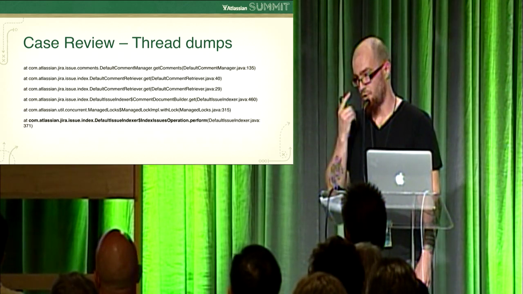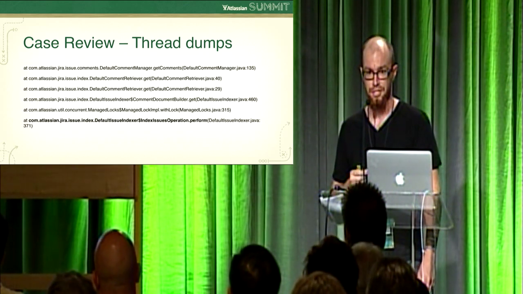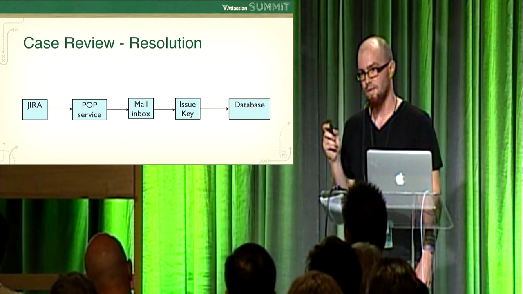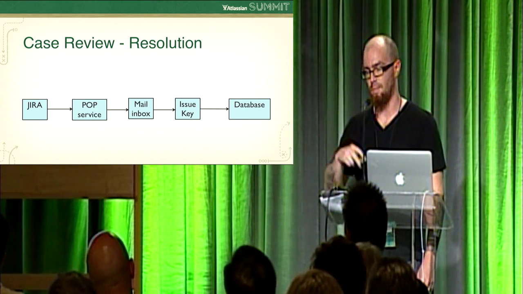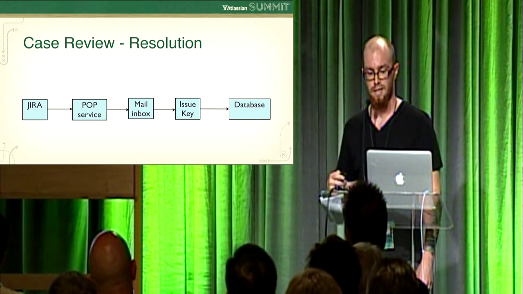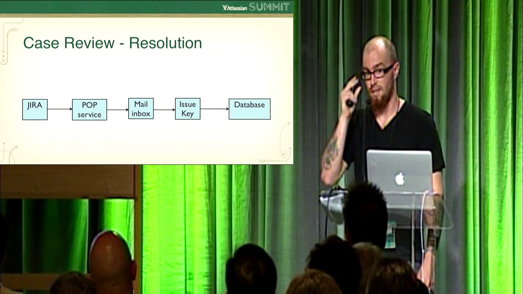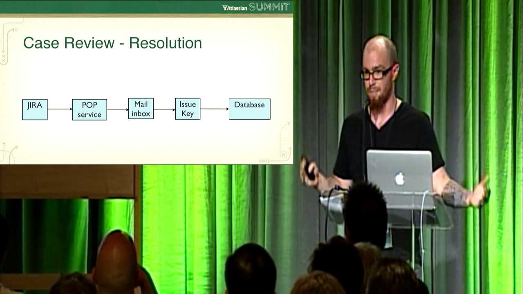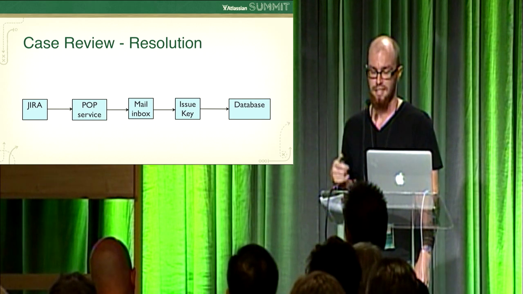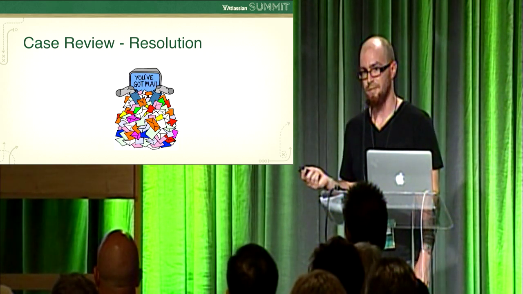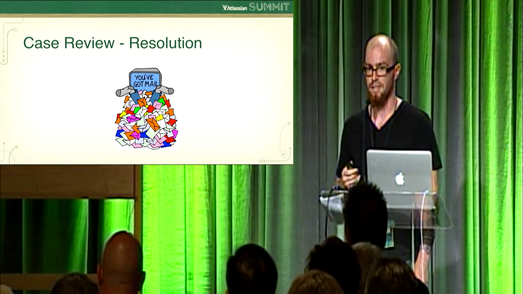Now, truth be told, I wasn't able to reproduce the exact thread that I saw. However, it looked something like this. JIRA going through a POP inbox, looking for issue keys to create a comment, and it was making a database call. So you multiply this out by thousands, and that's when we see JIRA spiking the CPU, garbage collecting, all that jazz. Resolution was simple. All you need to do, remove all the mail from the mailbox.